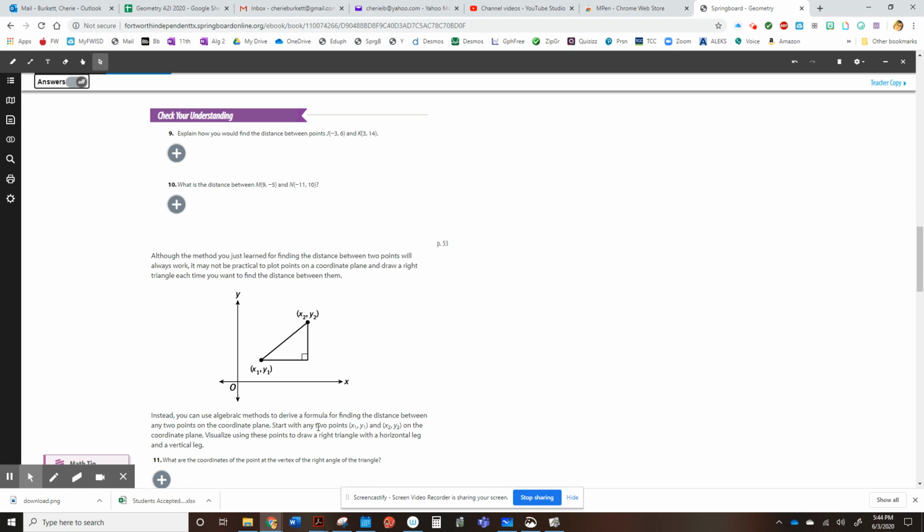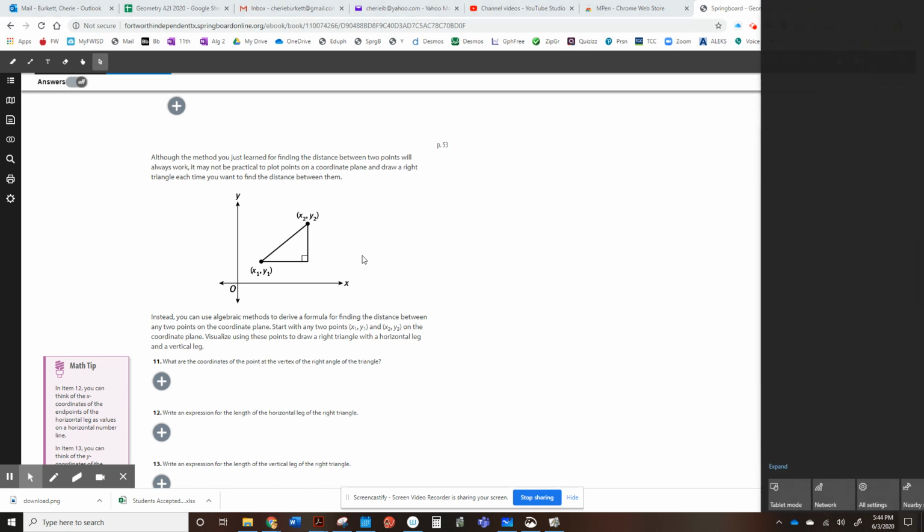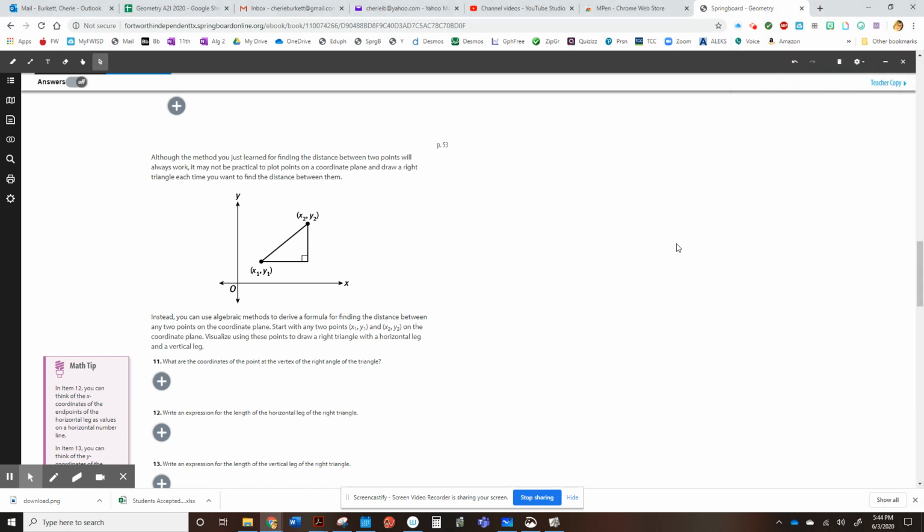Okay, now this one is where we're actually going to come up with a formula. And a lot of times students shy away from that, but it's really not that bad. Okay, why am I getting a notification? It's not that bad. We're going to try using this pen.